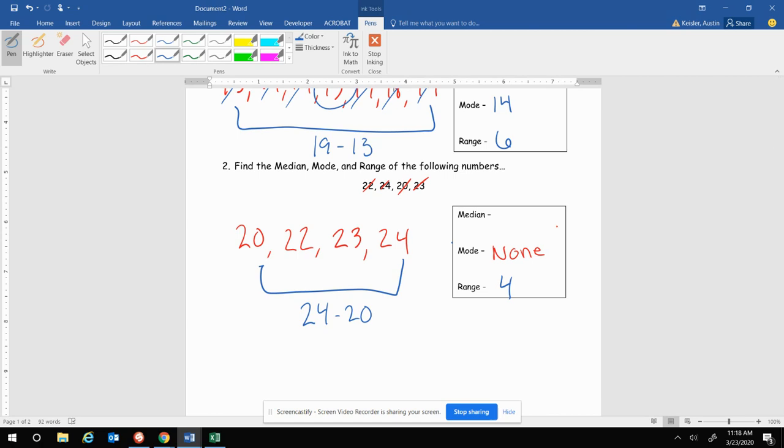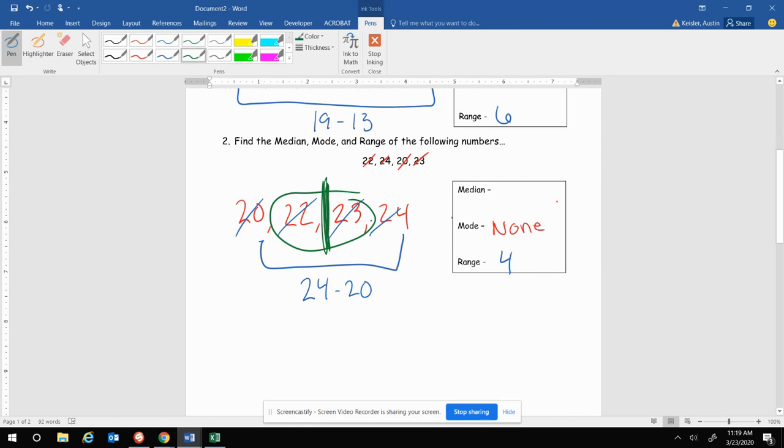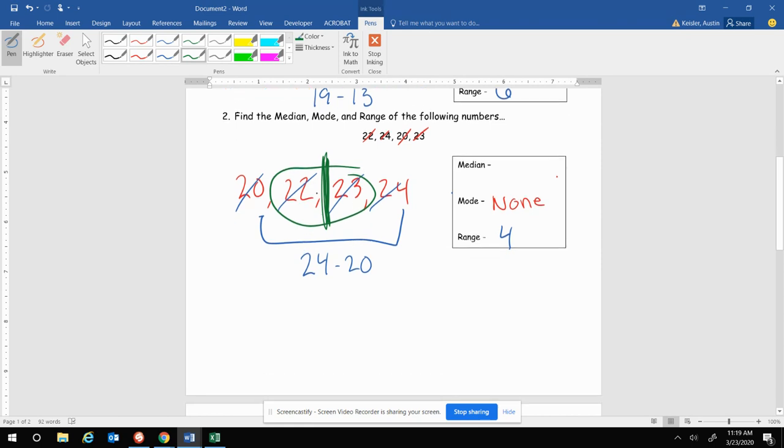So if I do what I did on the last one and I cross off the two outside numbers and then the two next numbers, I don't have a number that's right here in the middle. So I don't have a median right off the bat, but there is a way to find it. We're looking for the number that's in the middle, and we're looking specifically for what's in the middle of 22 and 23. You might already know what's halfway in between those, but if you don't, what you're going to do anytime you have two numbers in the middle is you're going to add them up.